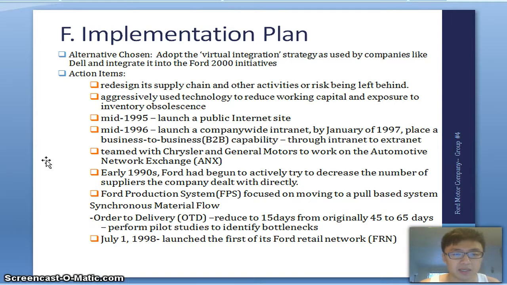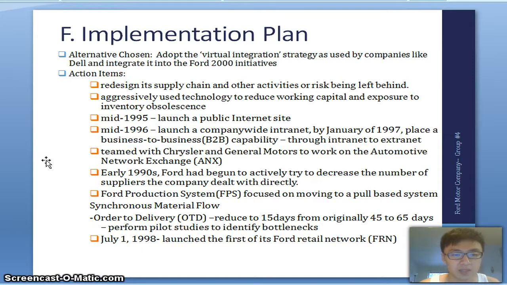In mid-1995, launched a public internet site. In mid-1996, launched a company-wide intranet. By January of 1997, placed a business-to-business capability through Internet to Extranet. Teamed with Chrysler and General Motors to work on the Automotive Network Exchange.